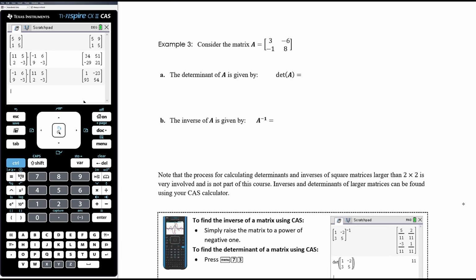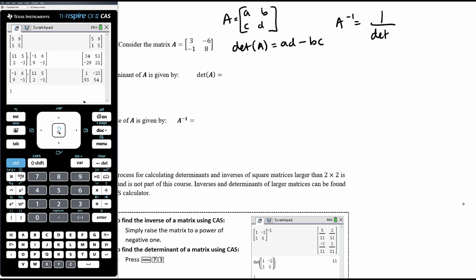So we've got the matrix A, which is 3, negative 6, negative 1, 8, and we first of all want to find the determinant of A. Let's just get our general formulas. If our matrix A is a, b, c, d, the determinant of A is ad minus bc, and the inverse of A is 1 over that determinant, and then we switch the values on this diagonal, so it becomes d, a. We leave the other diagonal where it is, but we make the values negative, so that's negative b, negative c.